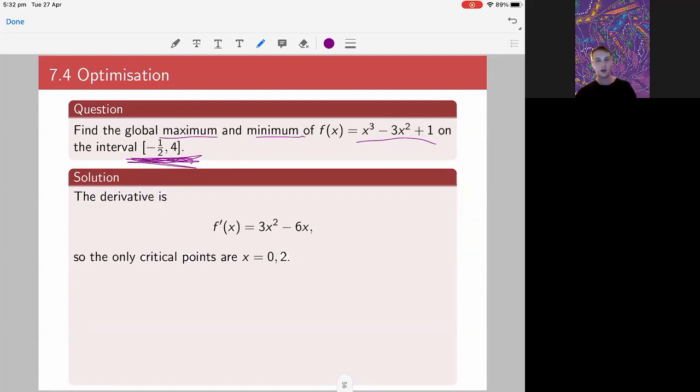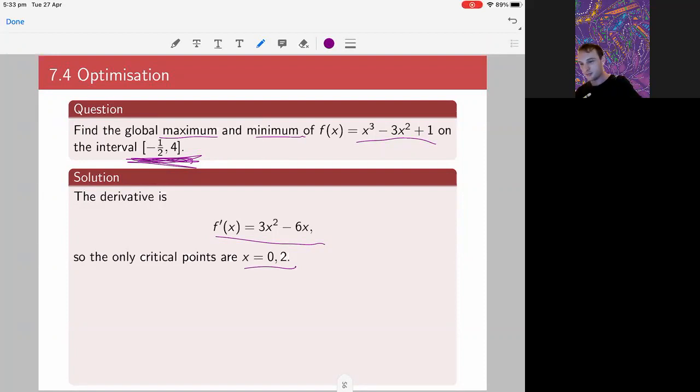Okay? How do we find global maximums and global minimums? Well, remember, global maximums are local maximums, and global minimums have to be local minimums, and all local extrema have to be critical points. So once again, the first thing we should do is try and find the critical points. You find critical points by looking at the derivative and setting it equal to 0. In this case, the only critical points are 0 and 2.